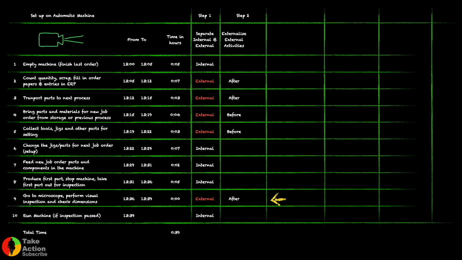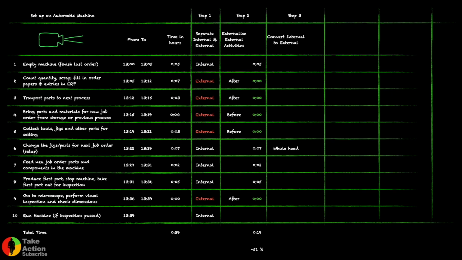We can reduce the total setup time here, because all the external activities mentioned here are not done when the machine is stopped, but are done either before the running batch is finished or after the new job order has already started. So in this example we have reduced approximately 51% of the setup time just by externalizing the external activities. Step number 3 is to convert the internal activities to external activities.